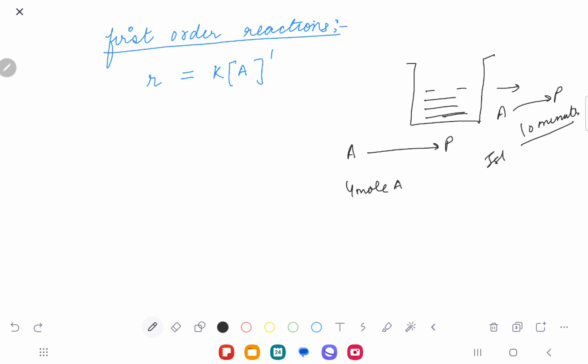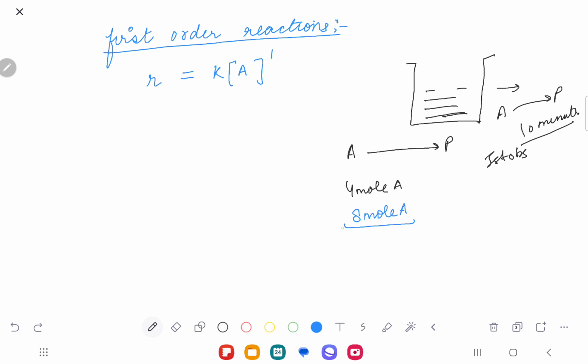That's my first observation. Now again I do the same experiment. And what was my first observation? That this reaction occurring from A to P has occurred in 10 minutes. You understand? Now what do I do, ma'am? Now this time I decided to take some more amount of moles of A. Let's suppose I take 8 moles of A.